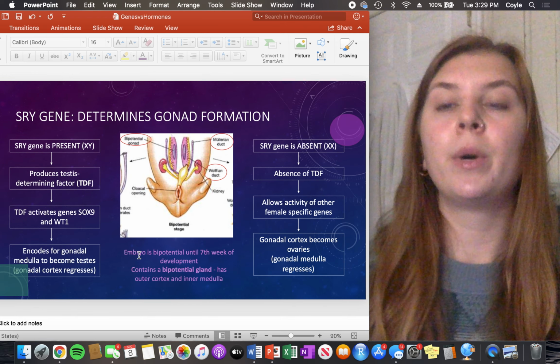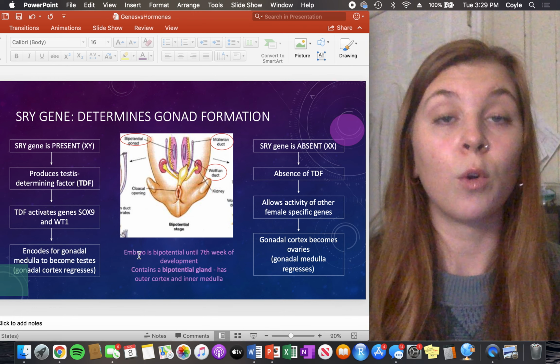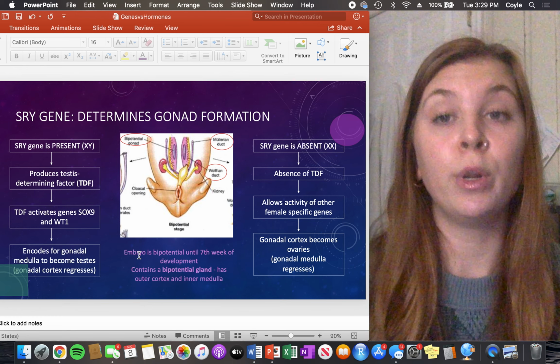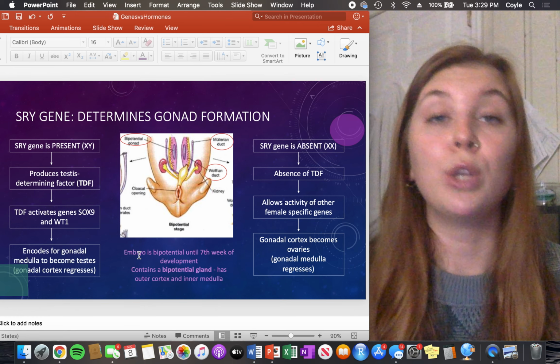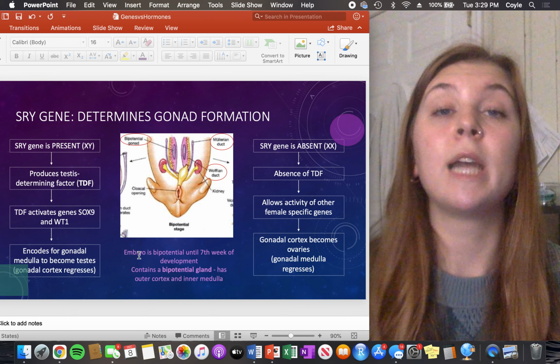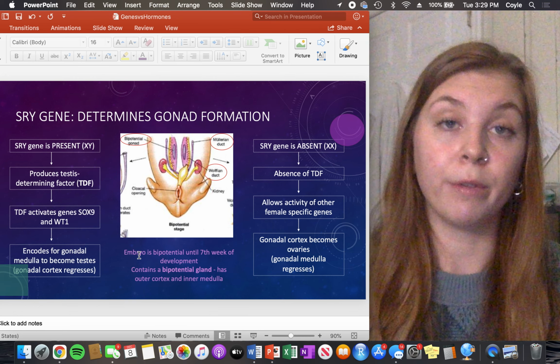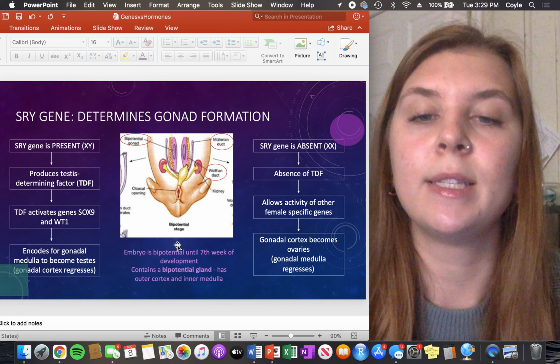Okay, so the SRY gene, I said before, determines sex or genetic sex, but how does it do that? So the SRY gene alone determines gonad formation. At this point, there are absolutely no hormones involved. It is just the SRY gene and the proteins it ends up encoding for.